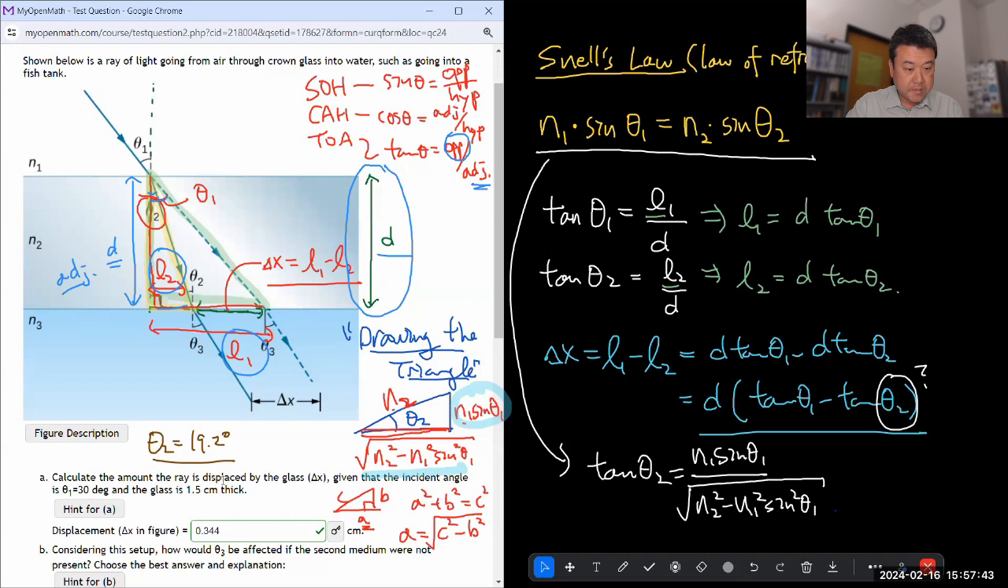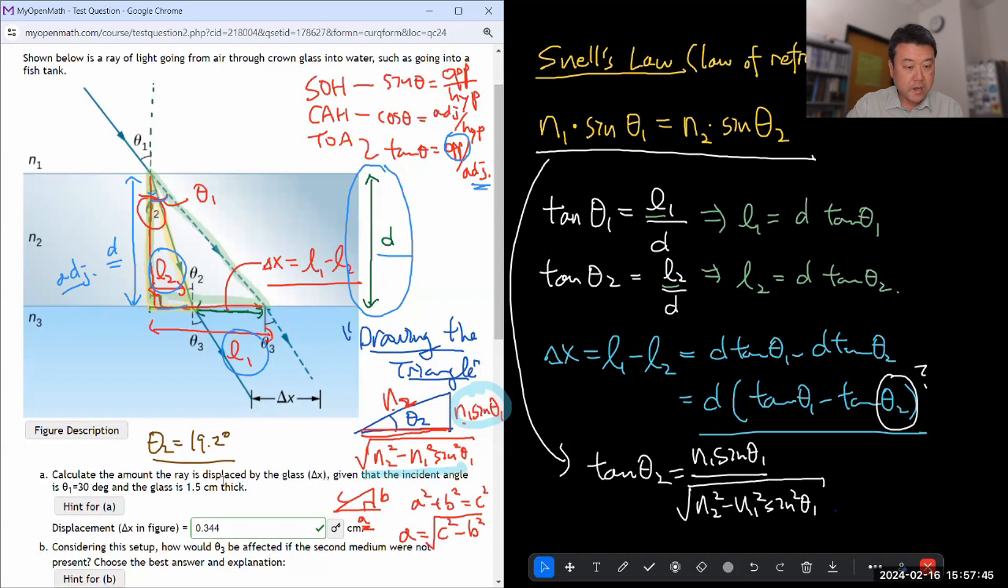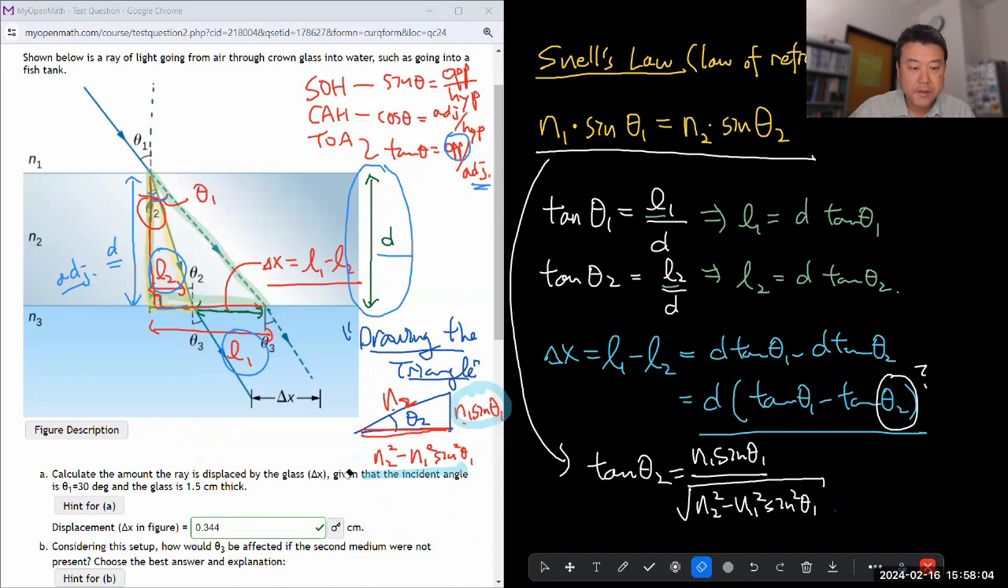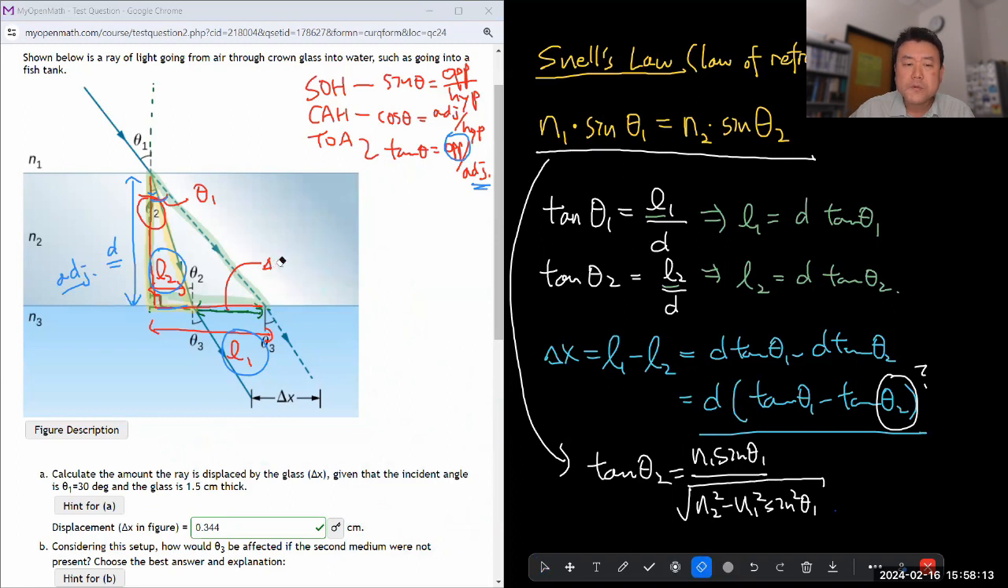And in part B, it's asking, considering this setup, how would theta 3 be affected? So theta 3 here, how would that be affected if the second medium were not present? Okay, that's interesting. So let me erase some of these drawings so that they don't clutter up the screen as I scroll down. I think I can actually get rid of all of them. I think that's a multiple choice question, so I will show the choices first and then talk over the correct choice and why that's correct.